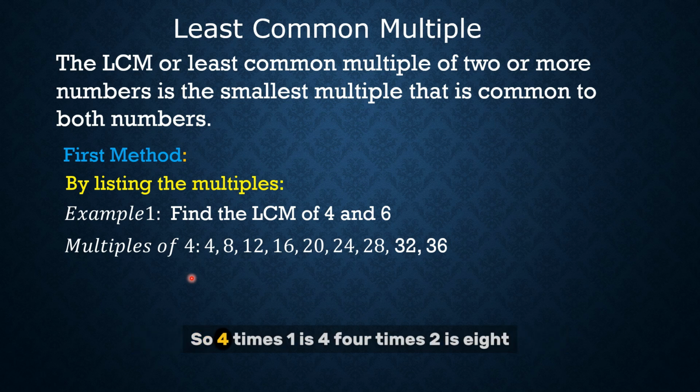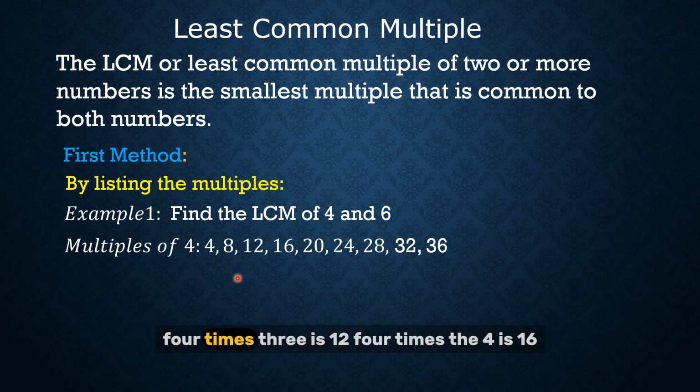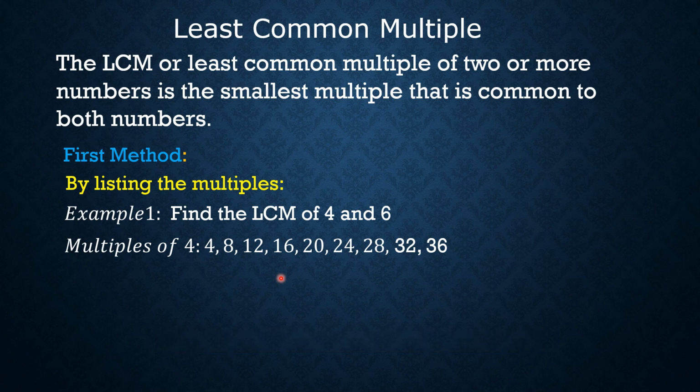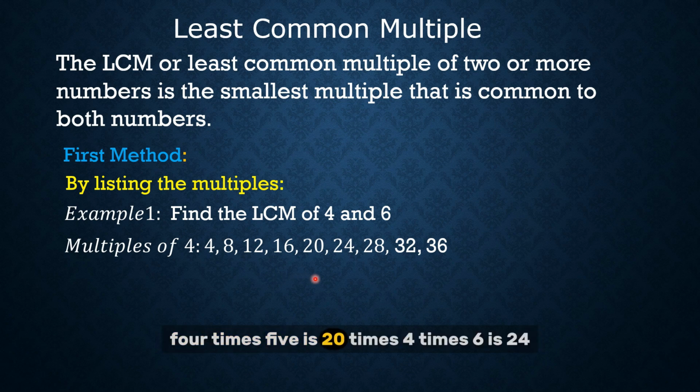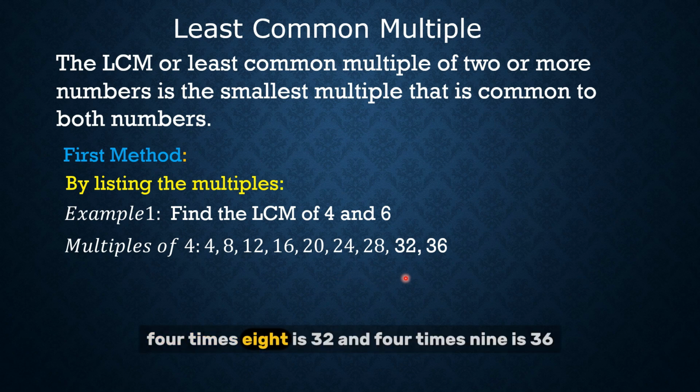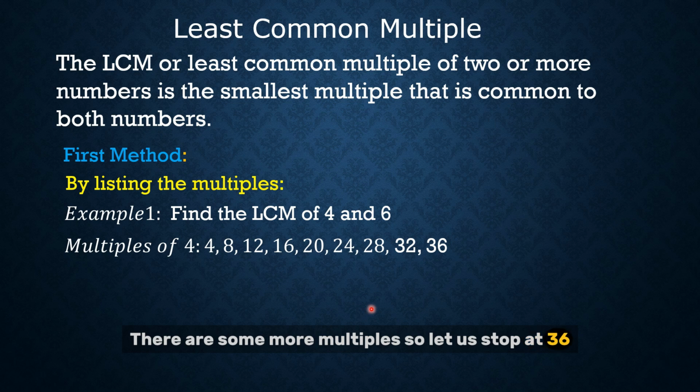So 4 times 1 is 4, 4 times 2 is 8, 4 times 3 is 12, 4 times 4 is 16, 4 times 5 is 20, 4 times 6 is 24, 4 times 7 is 28, 4 times 8 is 32, and 4 times 9 is 36. There are some more multiples, but let us stop at 36. Let us list some of the multiples of 6.